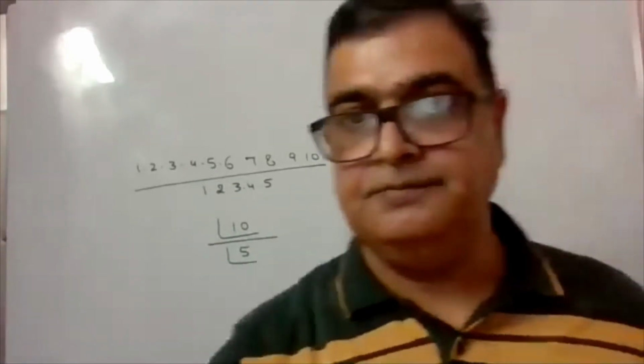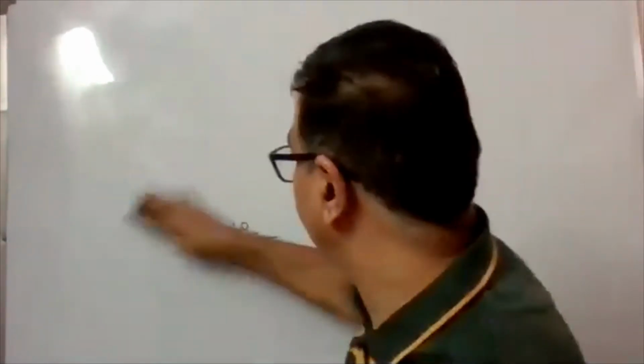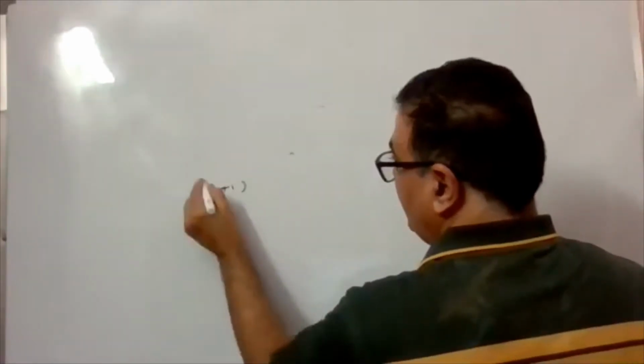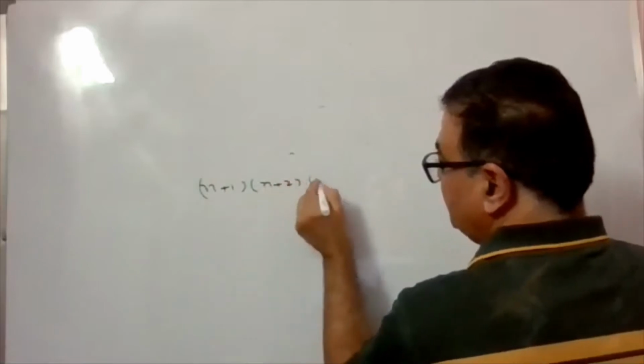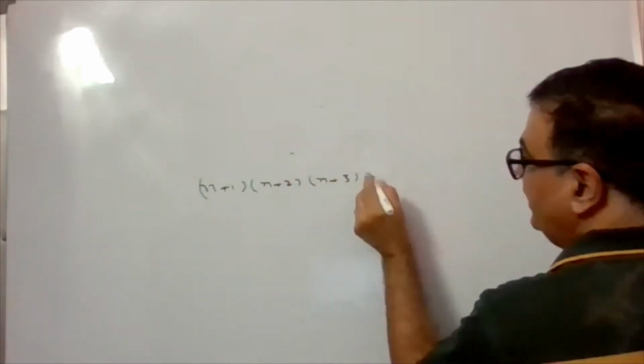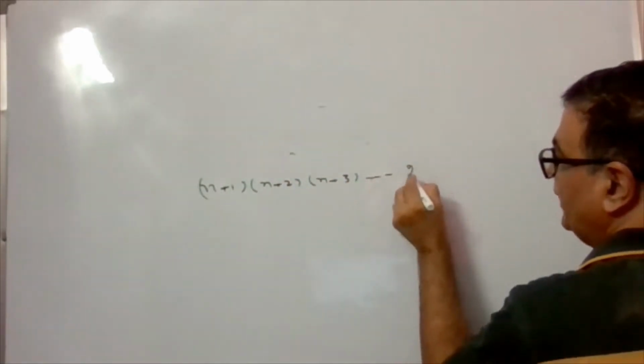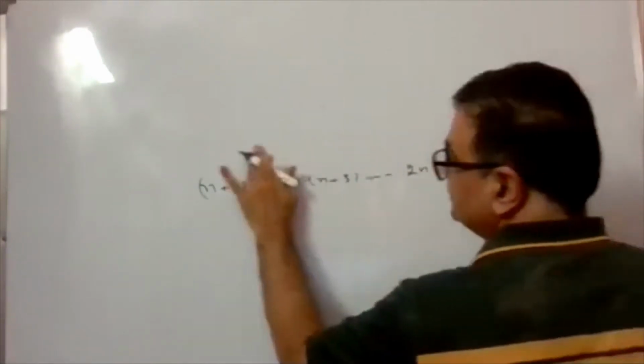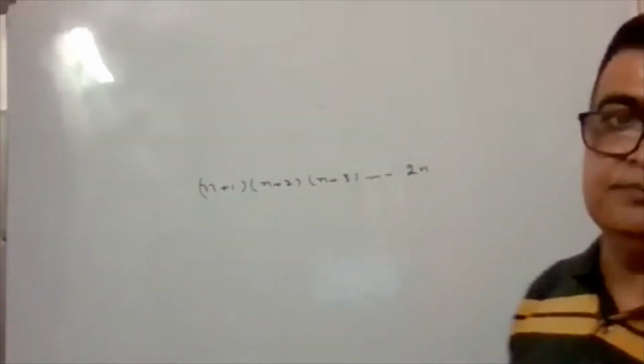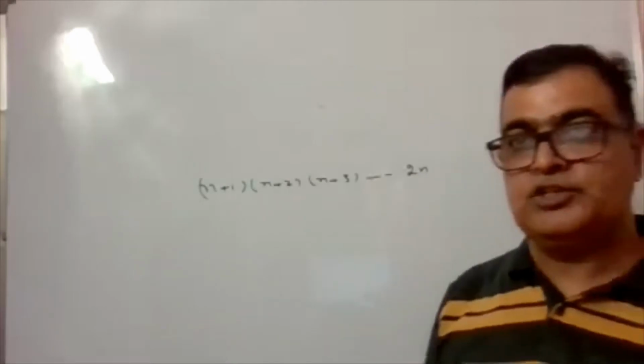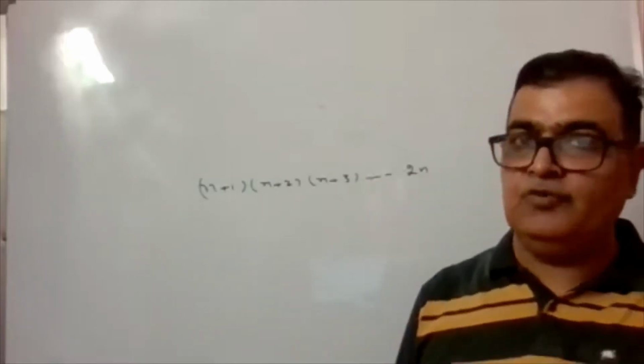Next question, please. N plus 1, N plus 2, N plus 3 till 2N. Convert this in factorial. The question is, convert this result in factorial.